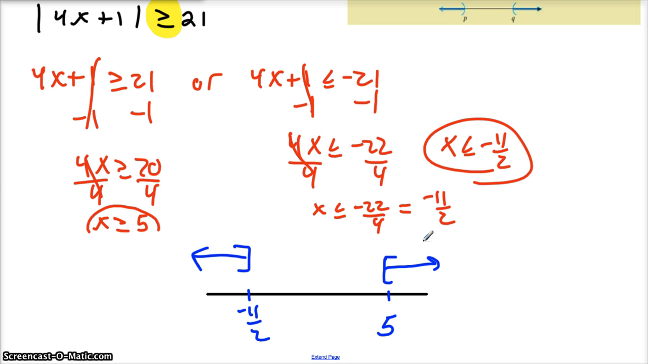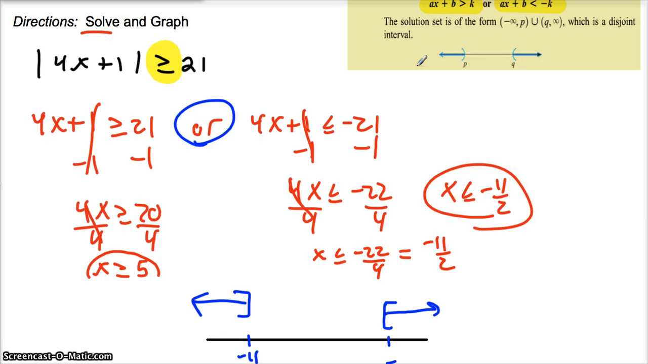Anytime we have an or, our answer should always look like this. They're always going to be disjointed, meaning the answers are always going to be shaded on opposite sides of each other. Okay, and that's it for that one.